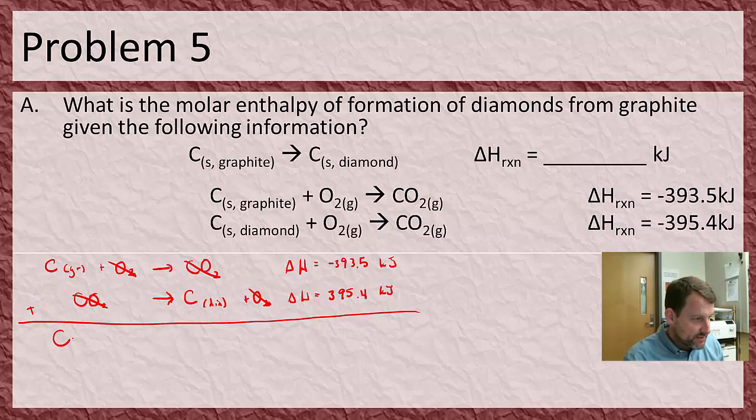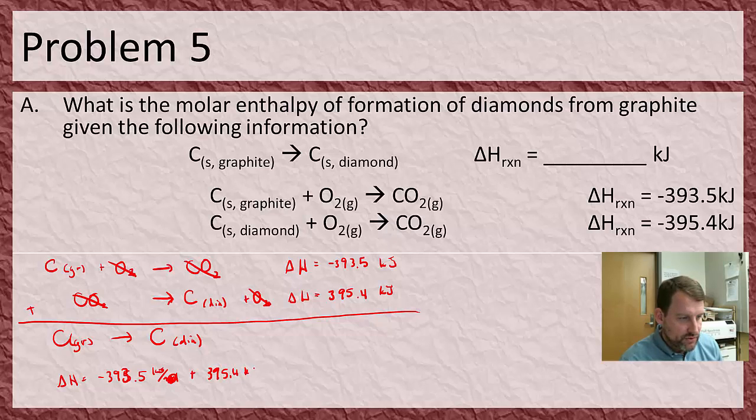I'm left with just carbon of graphite on this side gives carbon to diamond on this side. And then I just add these. I also just add the enthalpies together. So my enthalpy here is negative 393.5 kilojoules, plus 395.4 kilojoules.